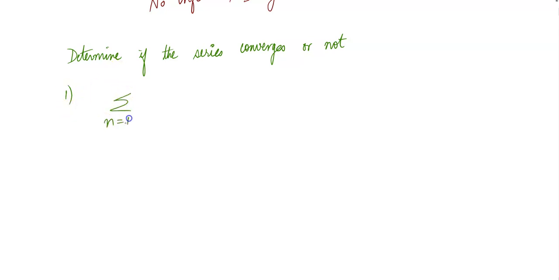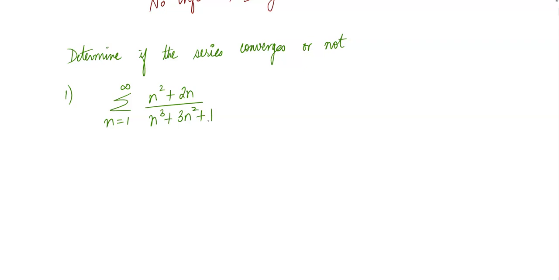So let's take a look at the problems. We'll look at, say, 2 or 3 problems, even 4, to see if we can use these hints that we just saw to choose the right test. So determine if the series converges or not. Let's take a look at the first one. Summation n equals 1 to infinity of (n squared plus 2n) over (n cubed plus 3n squared plus 1).